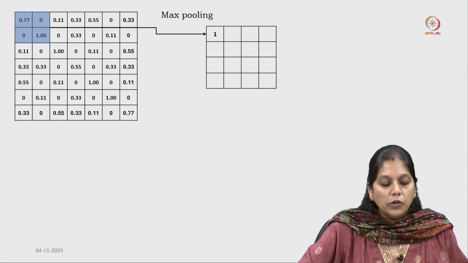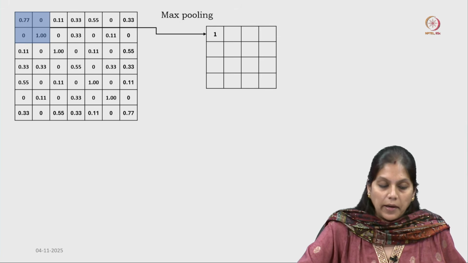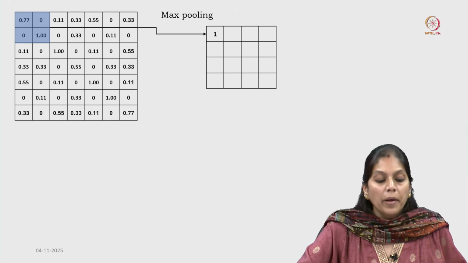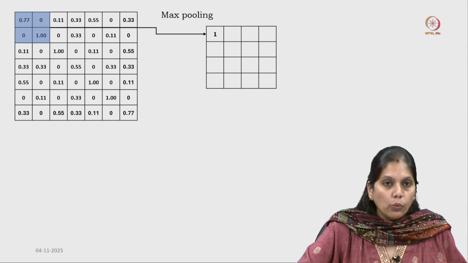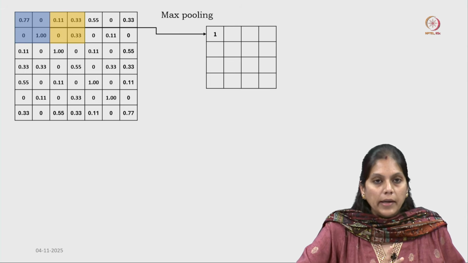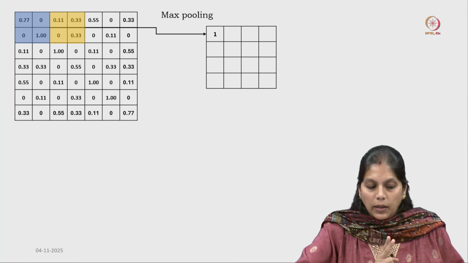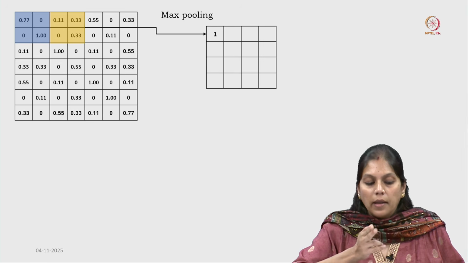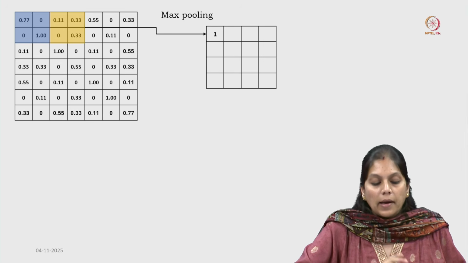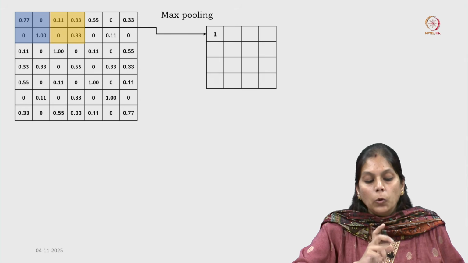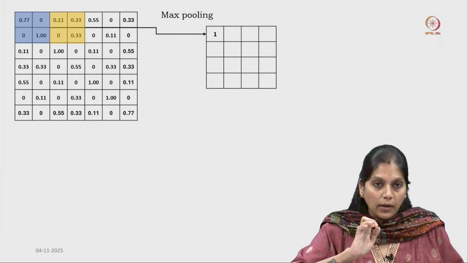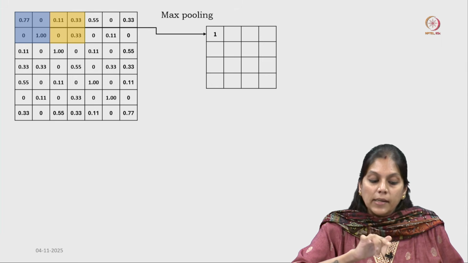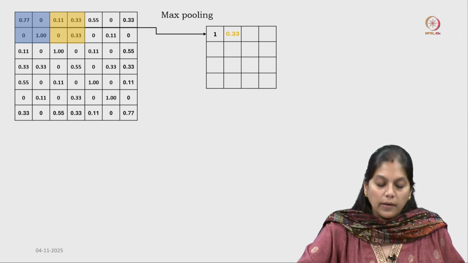If you see the window, the size defined here is 2 cross 2. Therefore, the stride is also 2 and the value that we are getting is 1. Since the stride is 2, you leave 2 columns and then take the next. Again, this is the window. In this window you apply either max pooling, min pooling or average pooling. Since we have defined it as max pooling, the maximum among this entire window is 0.33.